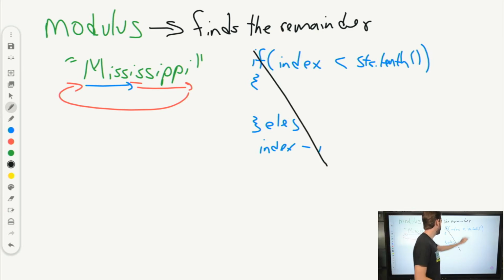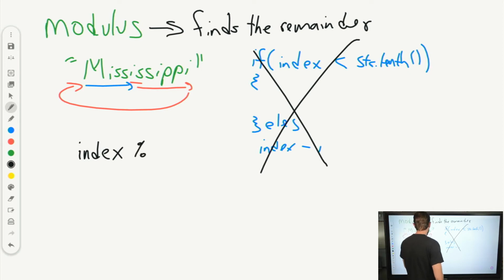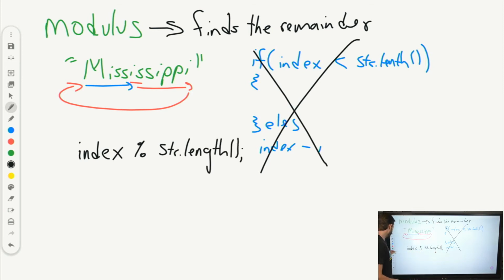What we can do instead is we can say any value. If we take our index and if we modulate it by our string.length, no matter what the result of this is, it will always be in bounds.